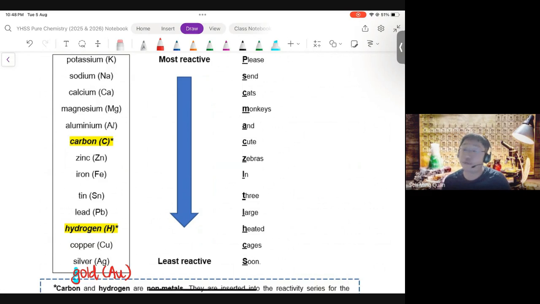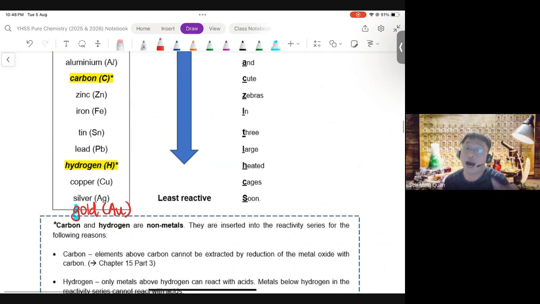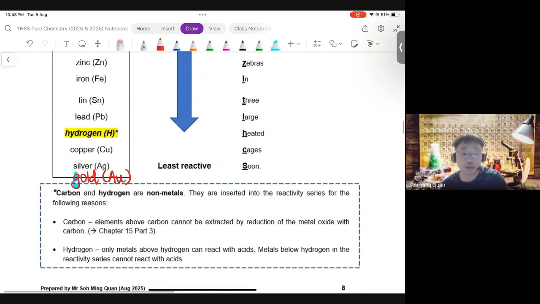Okay, so you notice a few things. Number one, we have inserted carbon and hydrogen into the series. I believe you recall from our quizzes so far, there's a good reason for putting hydrogen into the series. Even though hydrogen is a non-metal like carbon, it's put into the series because only metals above hydrogen can react with acids. Metals below hydrogen like copper, silver, gold, do not react with acid at all. So you cannot make copper 2 sulfate by putting copper into sulfuric acid.